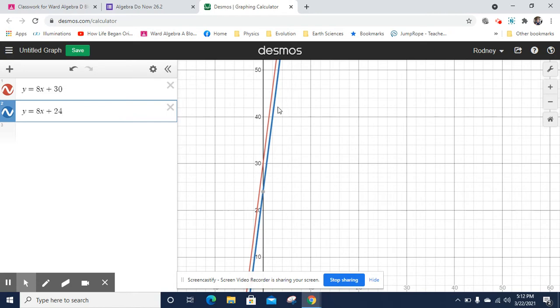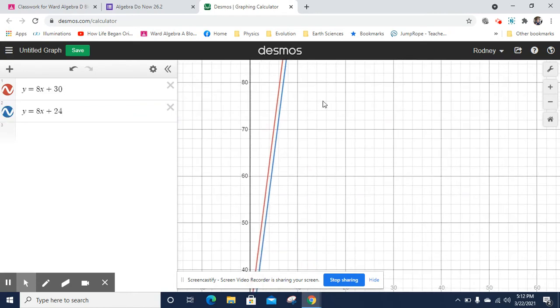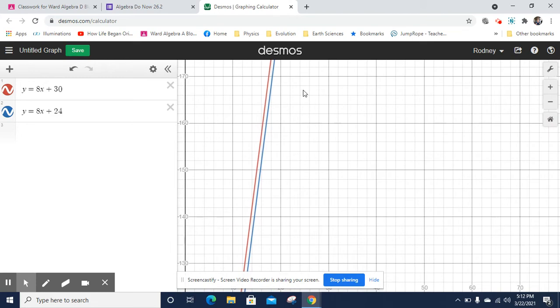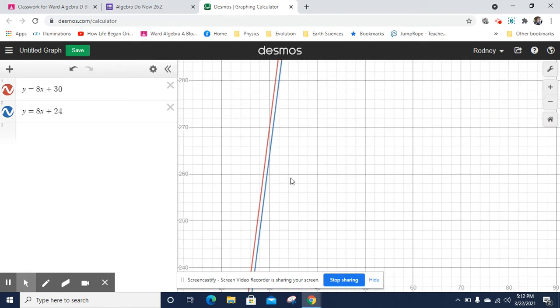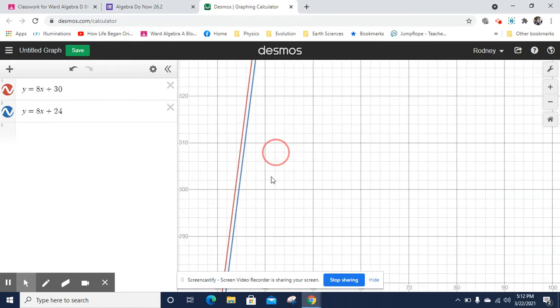Okay, where are they going to intersect? They don't seem to be getting any closer to each other ever.